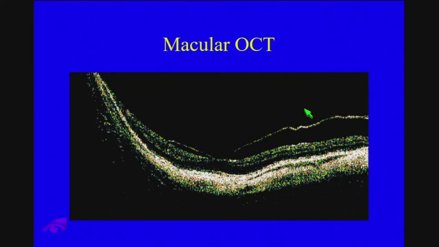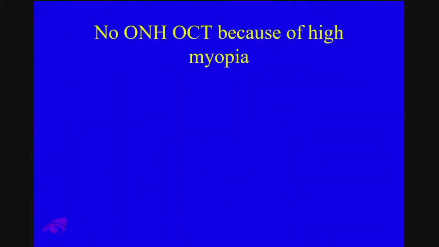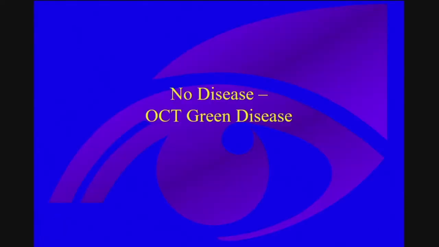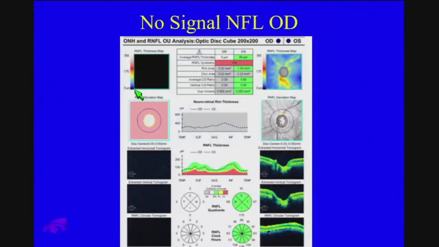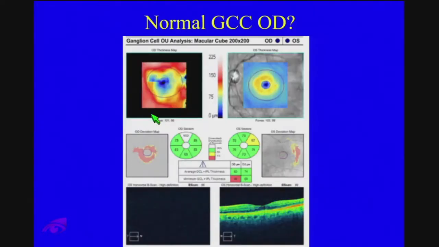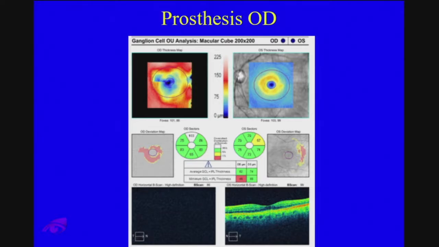You get a macular OCT barely, and you can't even get an optic nerve head OCT because the axial length is so long, there is no signal. Worst case, no disease. So this patient, we were not able to get a nerve fiber layer. This actually was just a few weeks ago, so I threw this one as a cutesy. No nerve fiber layer, and the anterior segment, sometimes when you see this GCC pattern, can suggest retinal edema, macular degeneration, or whatnot, had a normal GCC. That's a prosthesis that was imaged by accident.